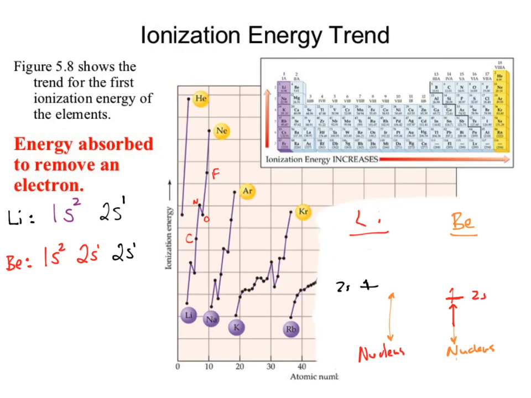Which of our 2s orbitals, lithium or beryllium, is closer to the vacuum? Lithium. It's higher in energy, which means the gap between lithium and the vacuum is smaller, which means the ionization energy for lithium is now smaller than it is for beryllium. So our ionization energies roughly track with atomic radius. Again, the roughly, we'll look at the exception here in a second.